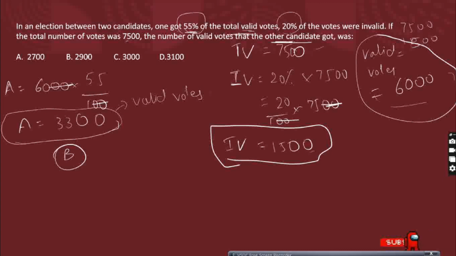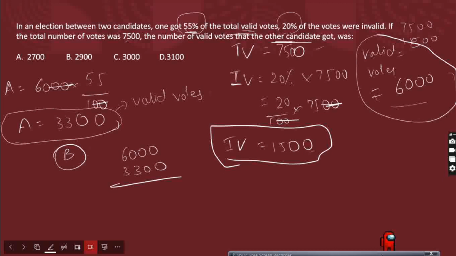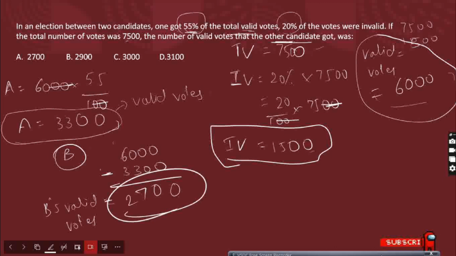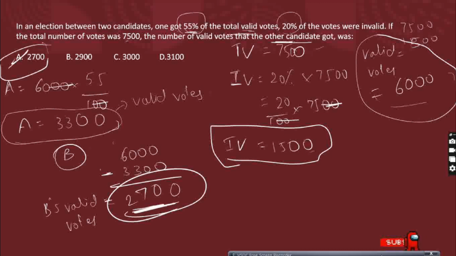So the total valid votes are 6,000 and A's valid votes are 3,300, right? From this, if we subtract, we will get B's valid votes. From this, we can get 2,700. That means option A is the answer. So B got 2,700 valid votes. So this is the option. Answer A.